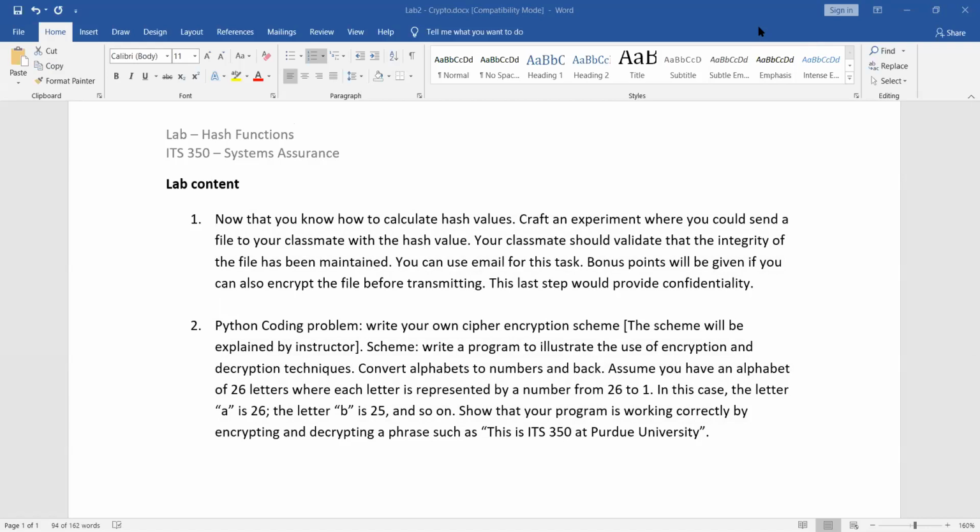So in the second problem will be a Python coding problem. So this will be your very first scripting assignment. What I will do on Thursday is give you a quick intro of some of the basics of Python, and then after that, I will give you the starter code. I want you to solve this and write your own cipher encryption scheme.